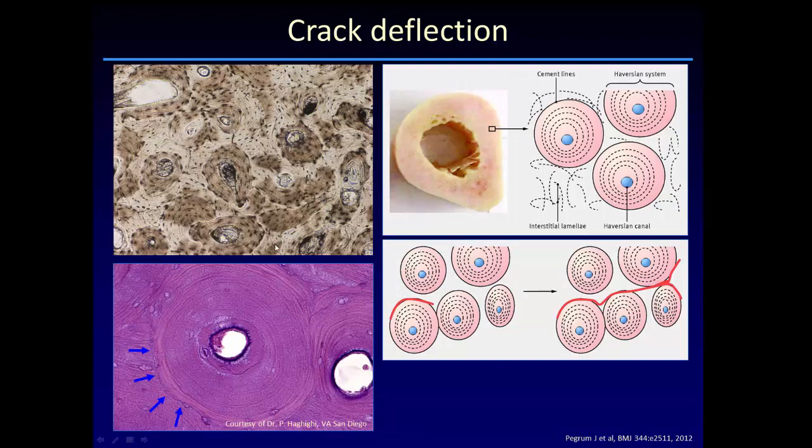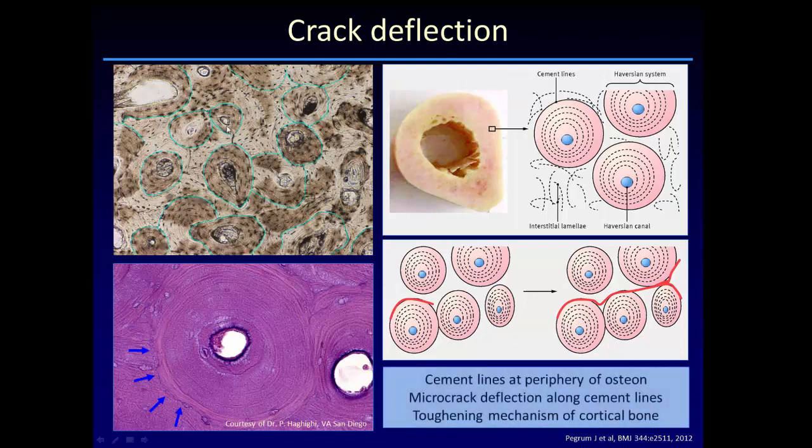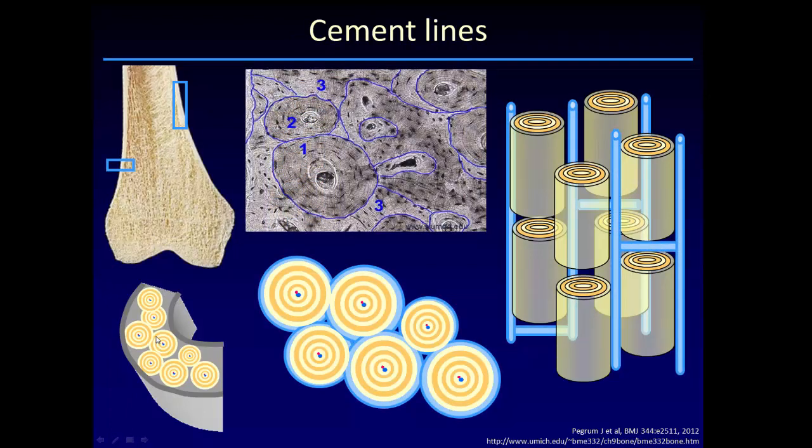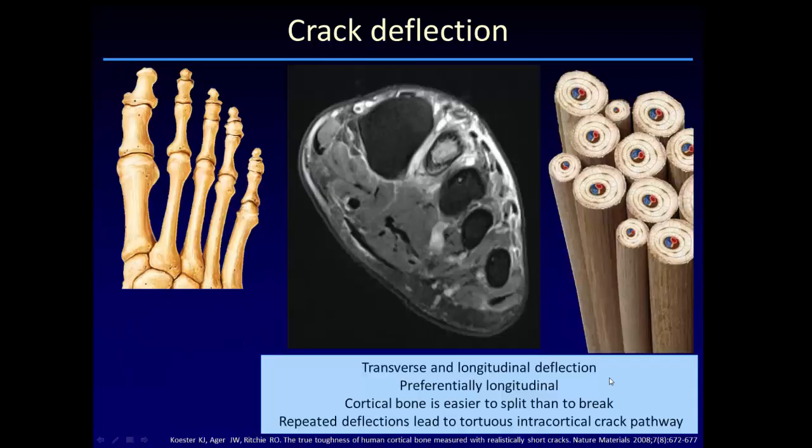So again, the stress deflection, one of the reasons that it happens is because of a zone that is known as a cement line, and those are seen at the perimeter of osteons. It's a region that is collagen poor. It's extremely thin, shown here on this histologic specimen, and that is the zone at which these cracks become deflected, at the cement lines. So the fracture line that starts goes around the osteons in the transverse plane, and it goes longitudinally between the osteons in the long axis of the bone.